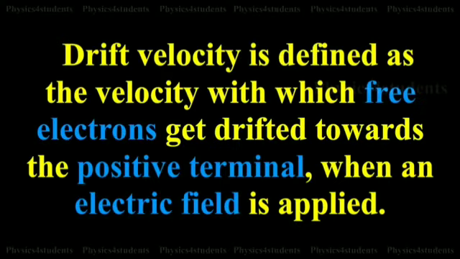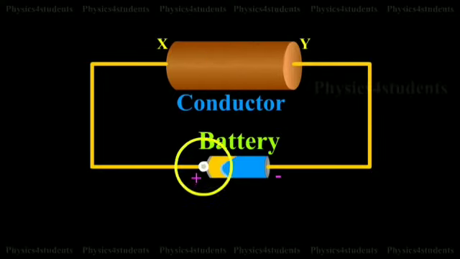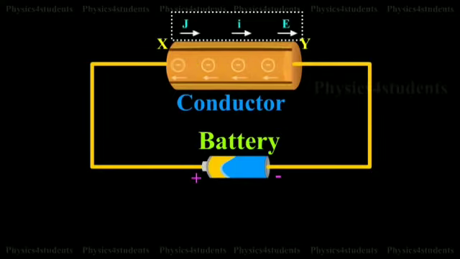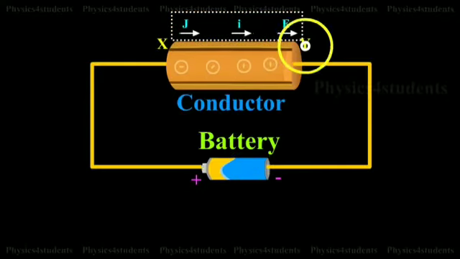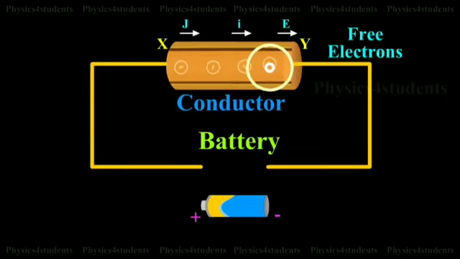The topic is drift velocity and mobility. Drift velocity is defined as the velocity with which free electrons get drifted towards the positive terminal when an electric field is applied. In a conductor, the charge carriers are free electrons. The electrons move freely through the conductor. If there is no electric field, the electrons move in random directions, so the directions of their velocities are also completely random.